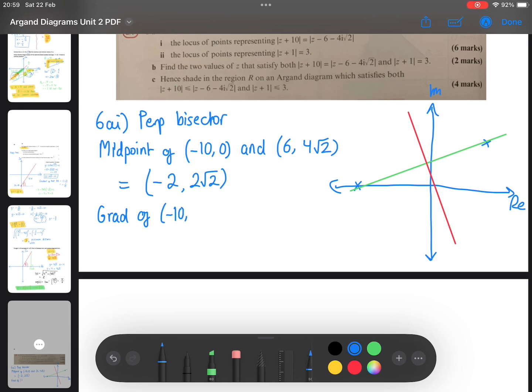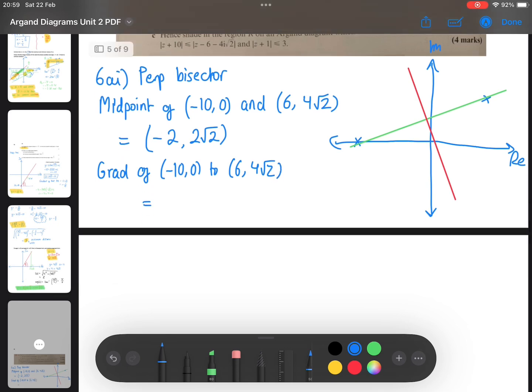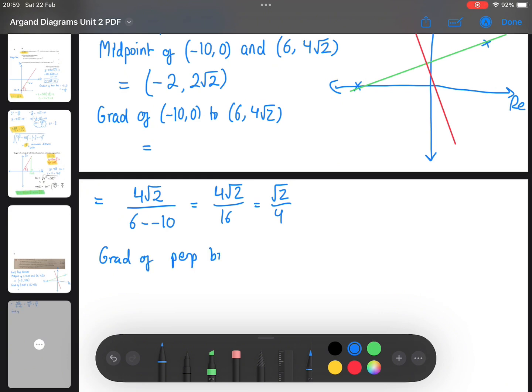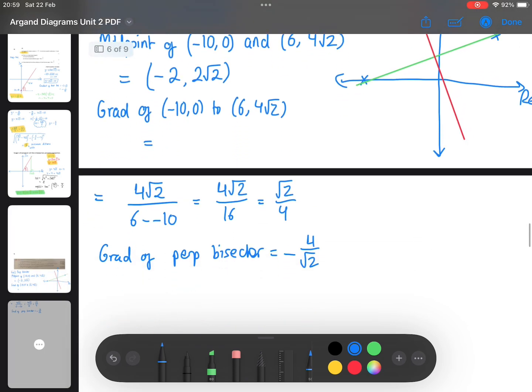And if we work out the gradient of that original line connecting the two, it's going to be 4 root 2 over 6 minus -10, which is 4 root 2 over 16, which is root 2 over 4. And therefore the gradient of the perpendicular bisector is going to be -4 over root 2. So that's the gradient, and we know that it passes through the midpoint.